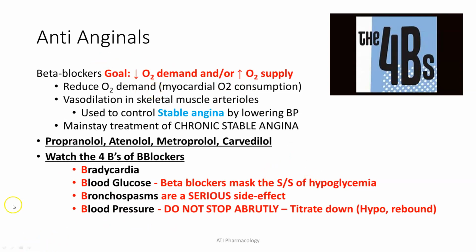With beta blockers, we're going to kind of observe for the 4Bs. Bradycardia, we know we should be taking apical pulses. If they're a diabetic, we're going to be looking at those blood glucoses because it masks the signs and symptoms of hypoglycemia, bronchospasms, and of course your blood pressure. The big reason we're using beta blockers is, remember that they decrease how much oxygen your heart needs to do the same amount of work. They decrease myocardial O2 consumption.